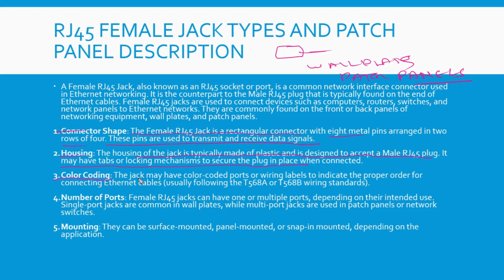Then we have color coding. The jack may have color-coded ports or wiring labels to indicate the proper order for connecting Ethernet. So it could be T568A or T568B. These are wiring standards, and I will explain them in the next chapter.